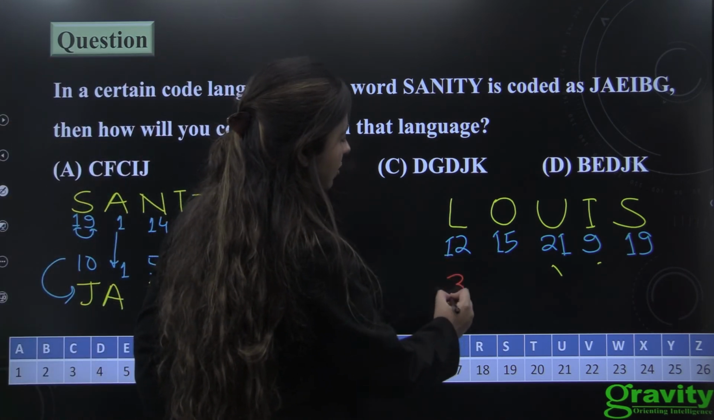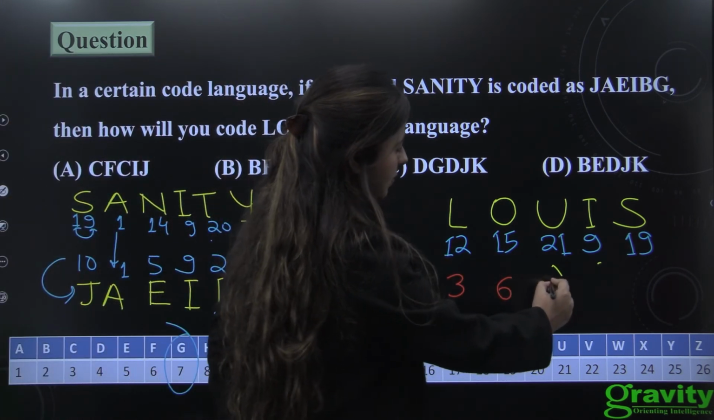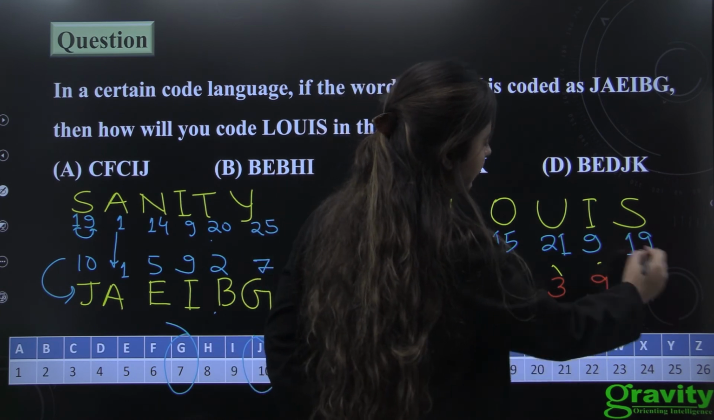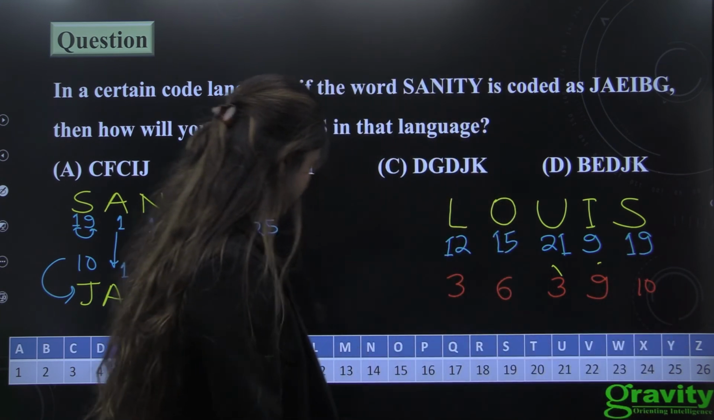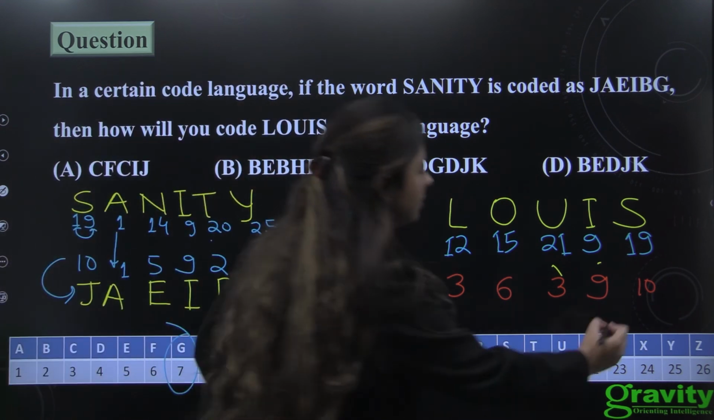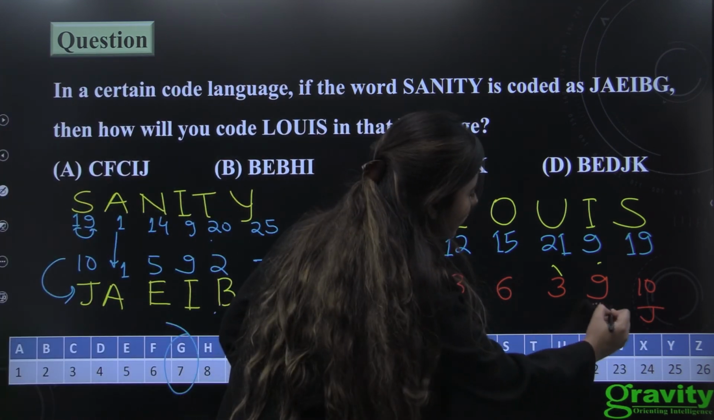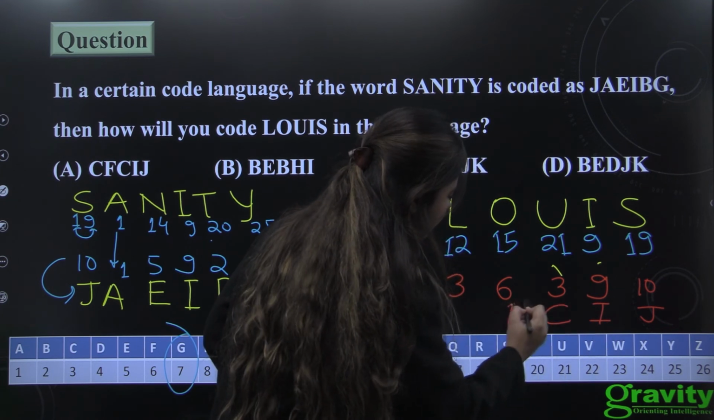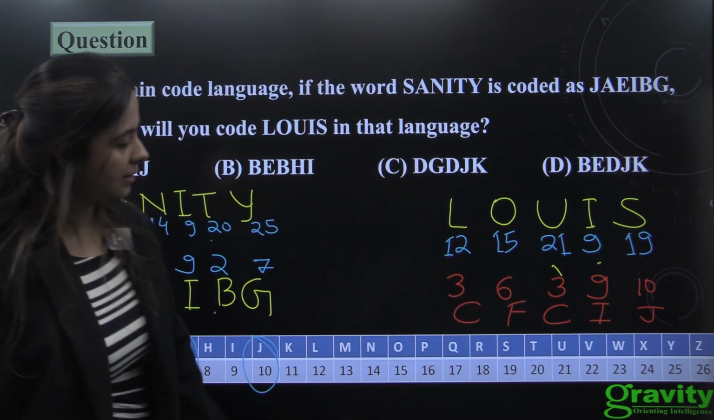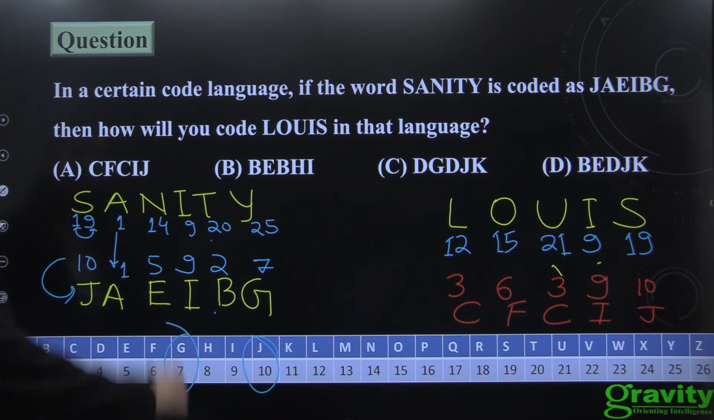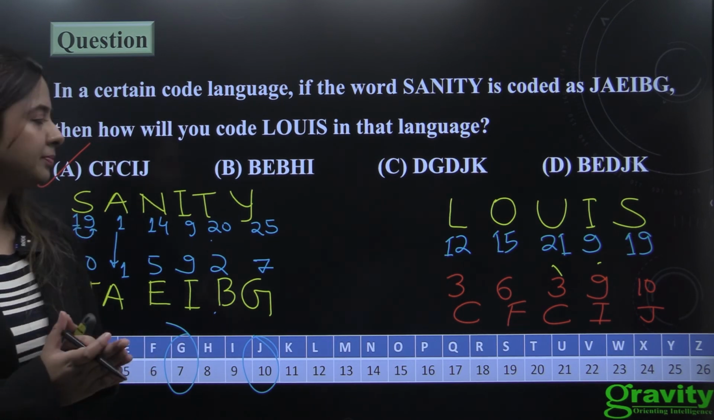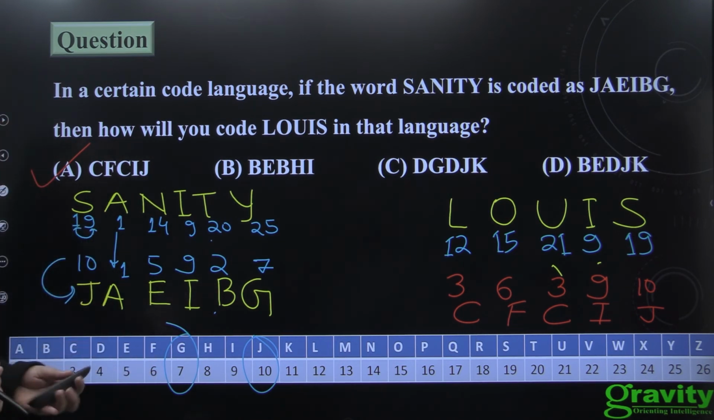1 plus 2 is 3. 1 plus 5, 6. 2 plus 1, 3. 9 is 9 again. 9 plus 1, 10. 10 is what? J. 9 is I. 3 is C. 6 is F. 3 is C again. C, F, C, I, J. Option A. Noted it down? Yes, ma'am. Okay, moving on.